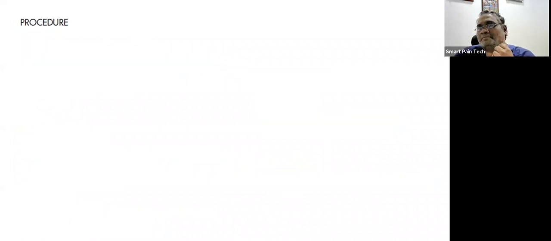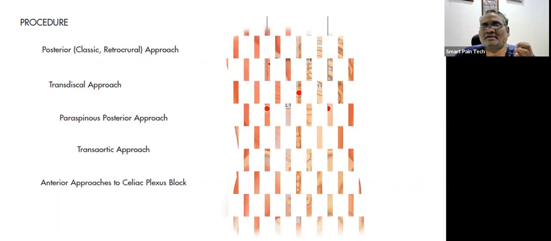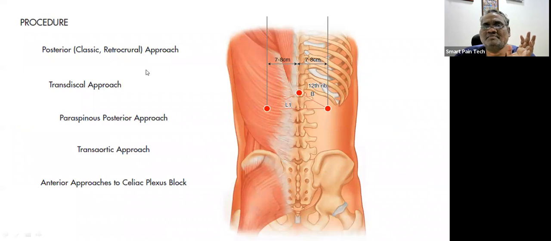For the procedure, there are various ways we can perform it: posterior approach, transdiscal approach, paraspinous posterior approach, transaortic approach, anterior approach. So there are many approaches which can be performed when you're doing a celiac plexus block. So this is the posterior classical retrocrural approach.